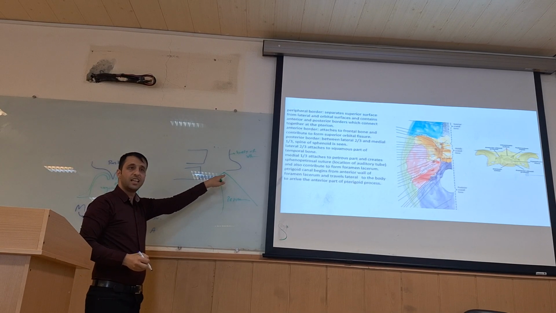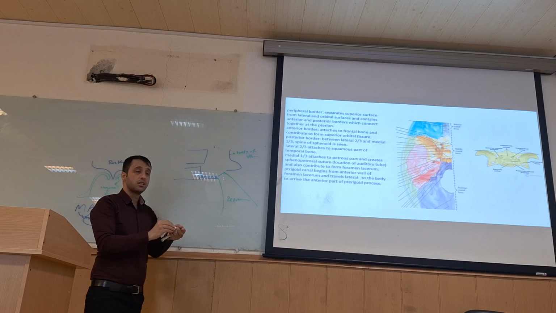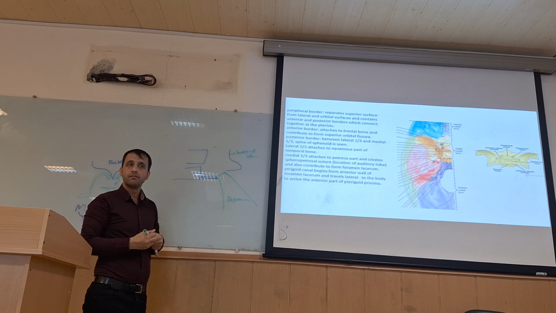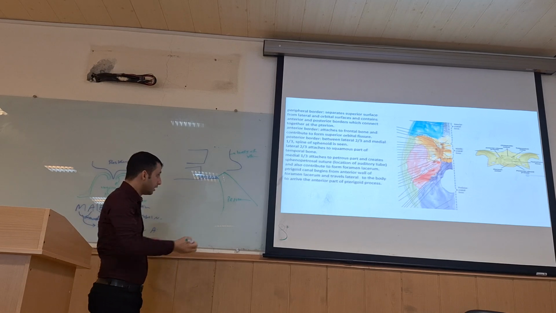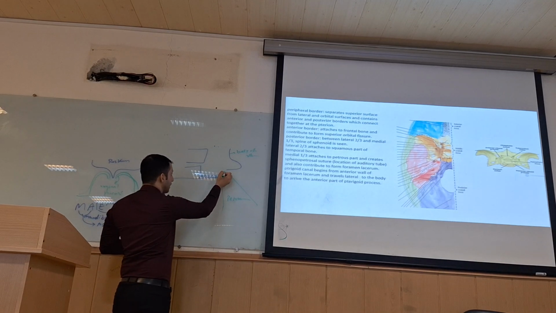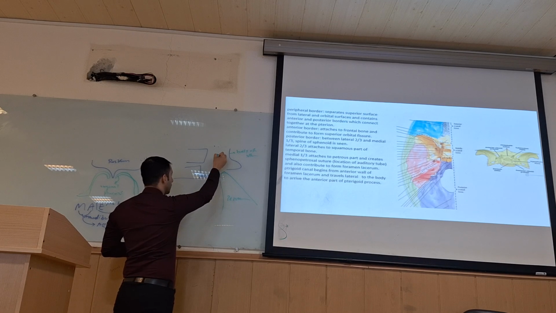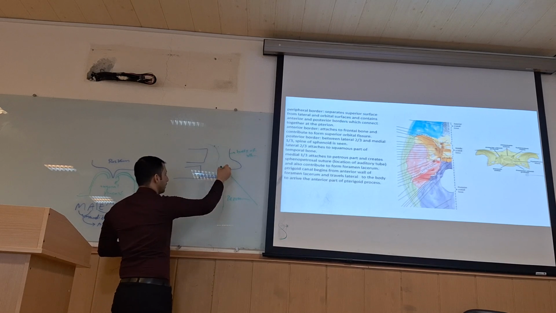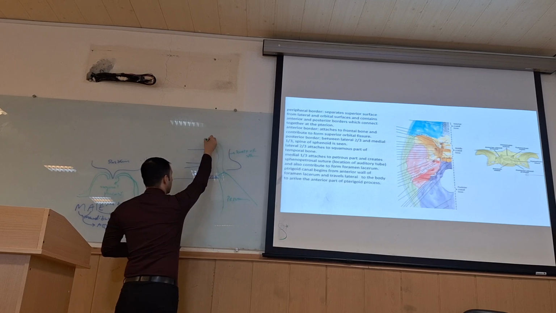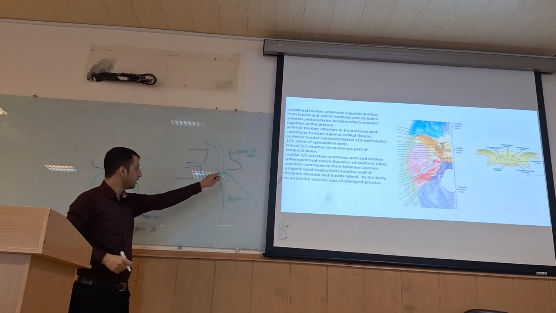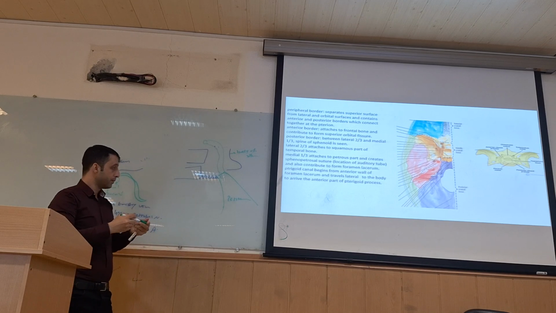Near the apex of the petrous part, we have the internal opening of the carotid canal. So at this area we have the internal opening of the carotid canal, through which the internal carotid artery passes, right here and around this area. It is the internal carotid artery.